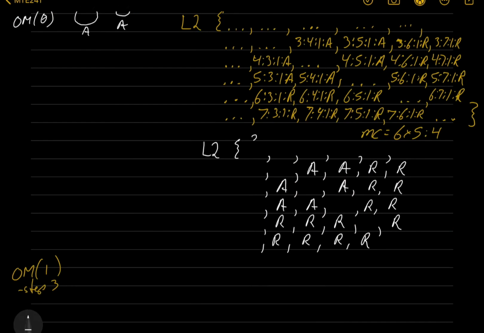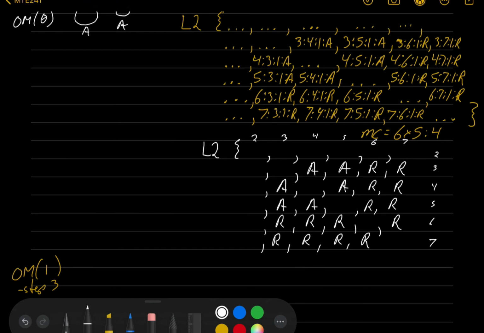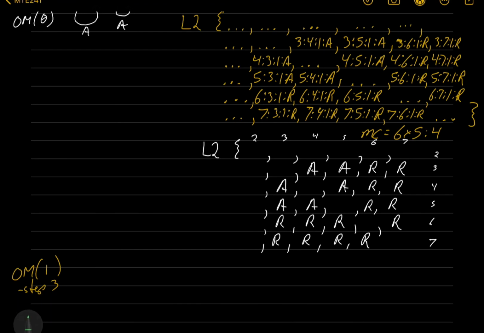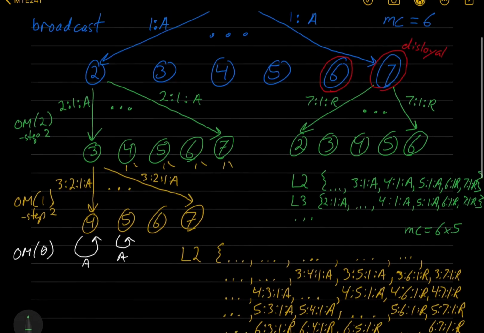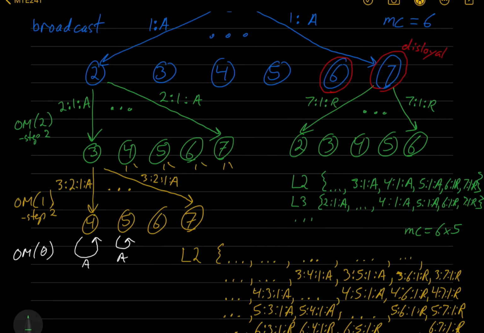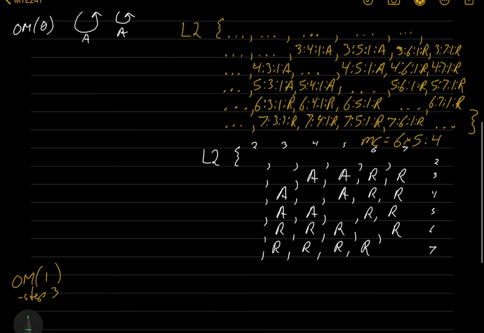Okay, so this is for positions, or generals 2, 3, 4, 5, 6, and 7, and likewise 2, 3, 4, 5, 6, and 7. It's going to take the majority of those values plus the value that it received above. So if I just go back up here, the value from the commander, which is the value in green here, so we can see Lieutenant 2's vector values that it received, the 31A, 41A, 51A, 61R, 71R. So I'm just going to copy that down here again.